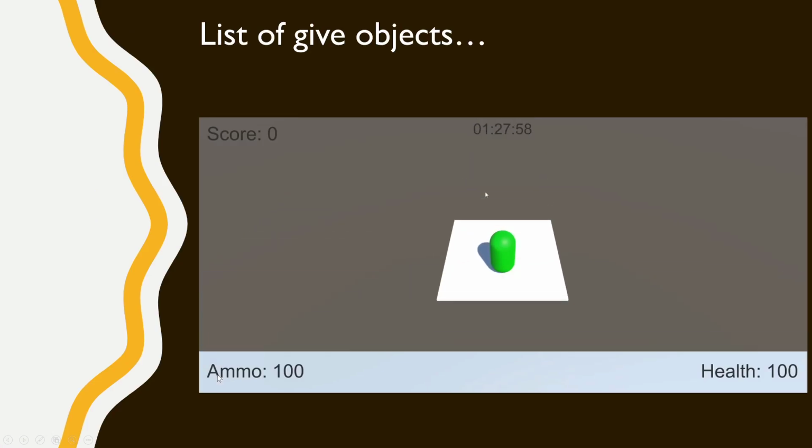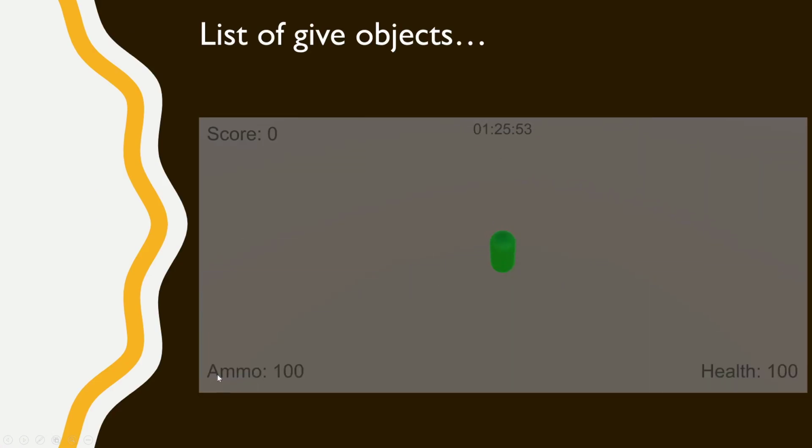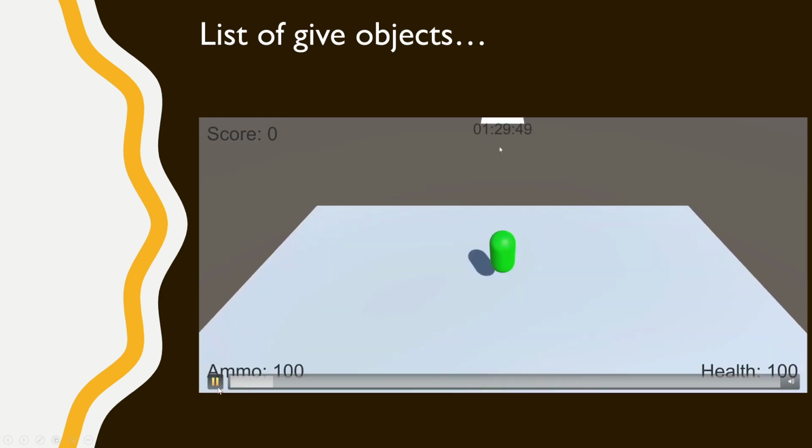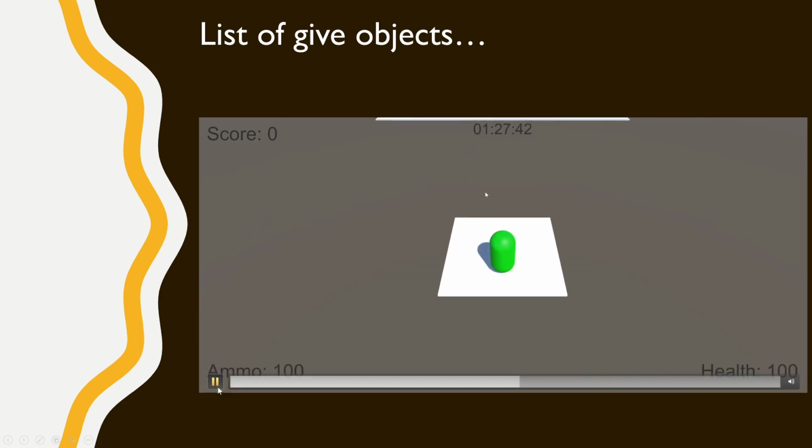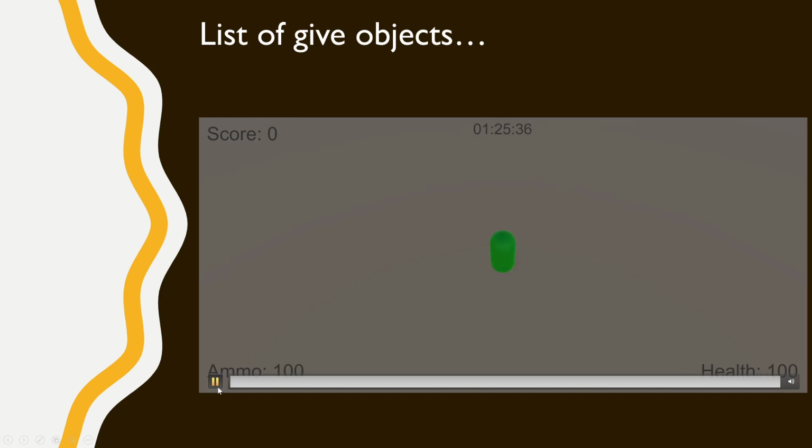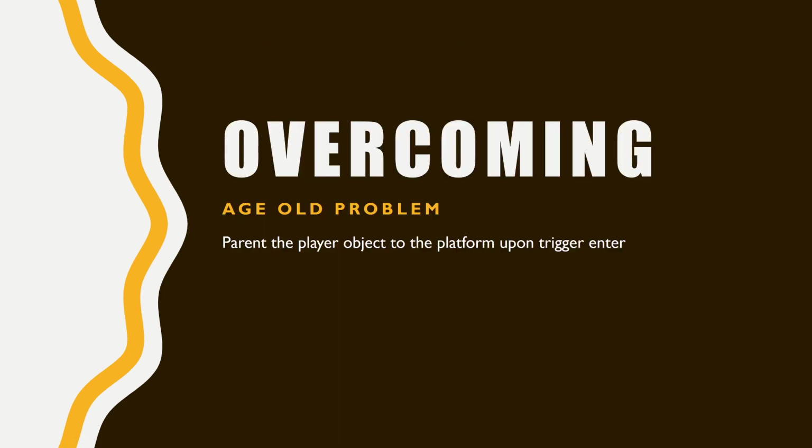So I believe this is what you all normally have. You've got to try to move with the platform. If you stop moving, then you'll fall. Let's see that again. So you move on the platform. The platform moves. You must move. If not, you will fall off. So it's an age-old problem.